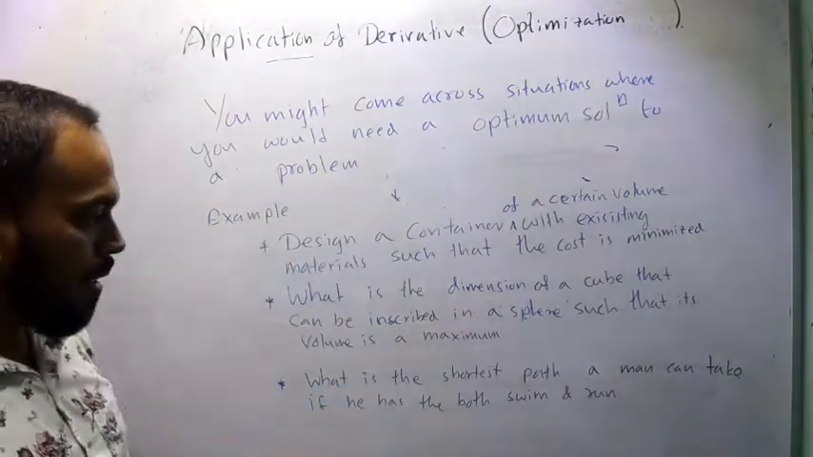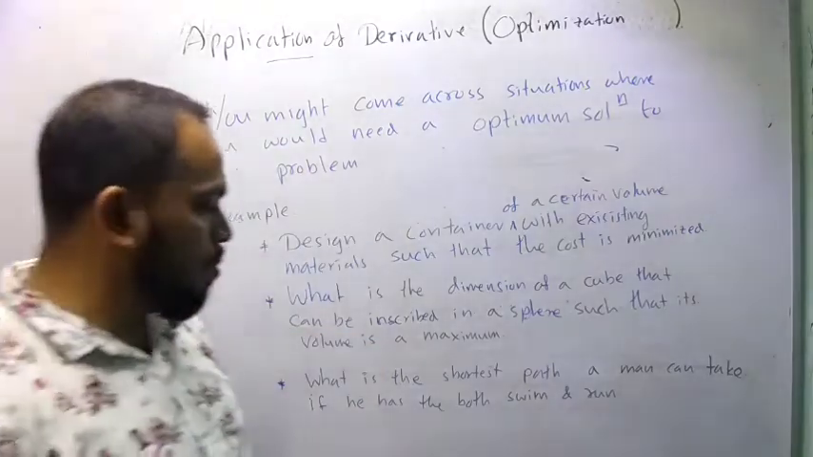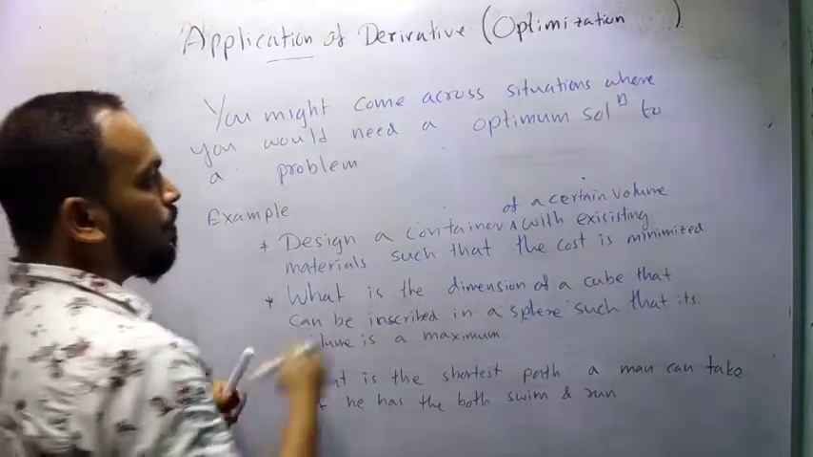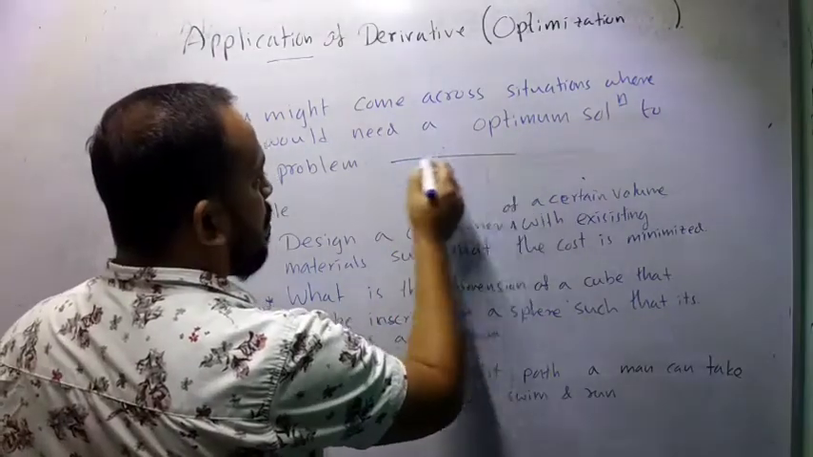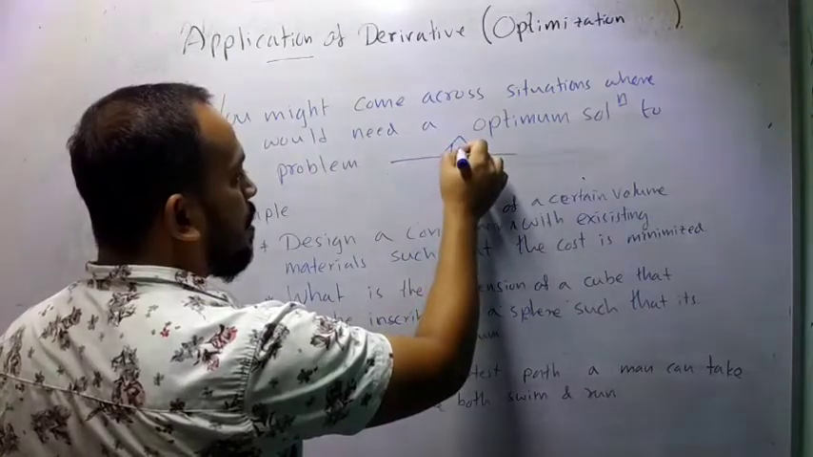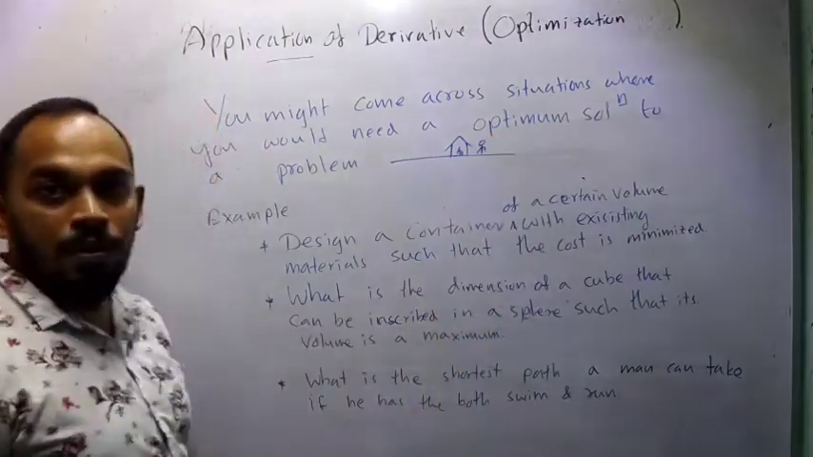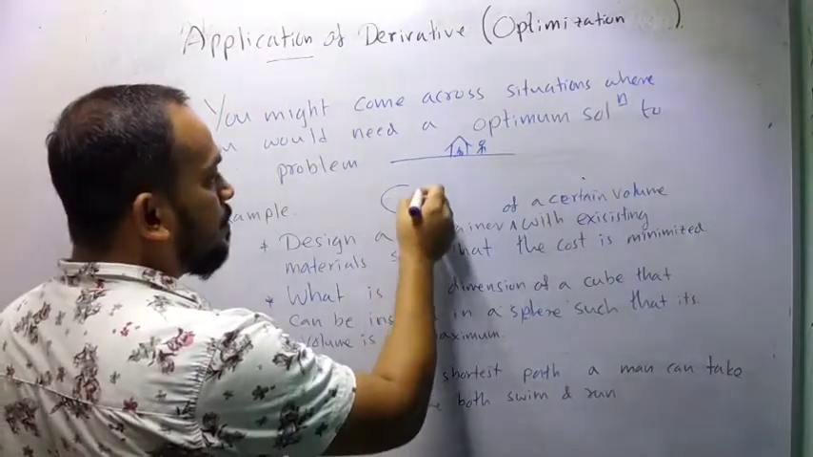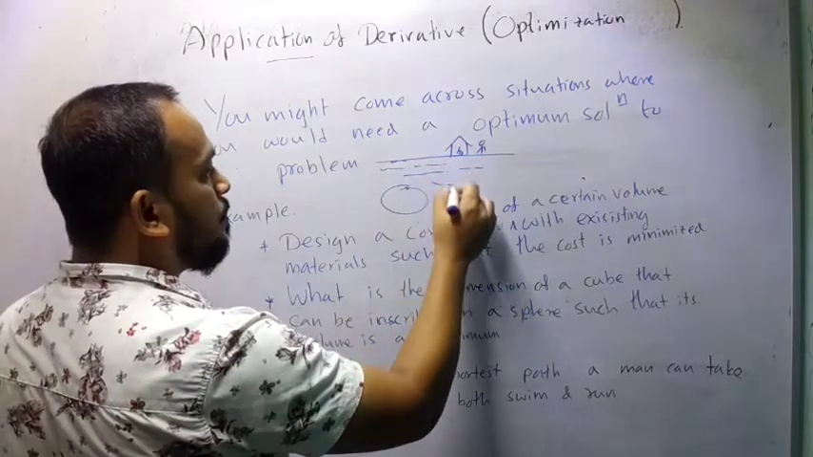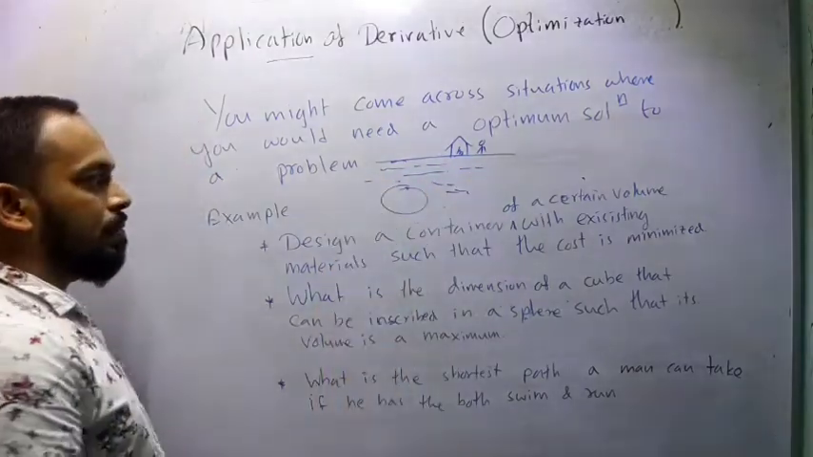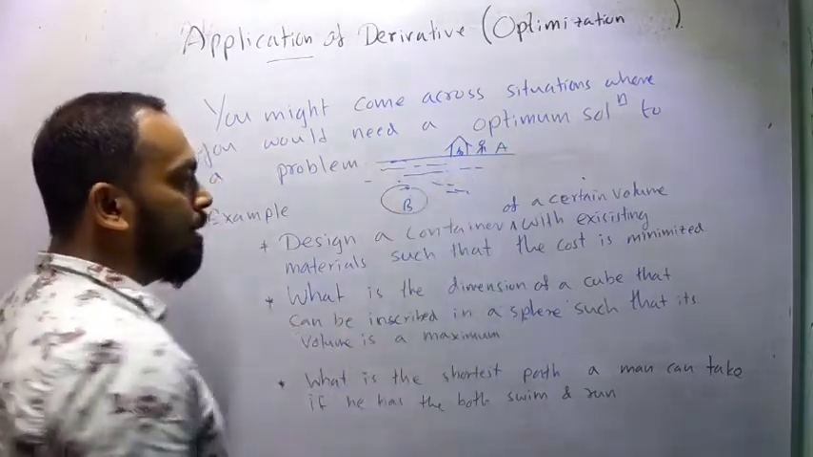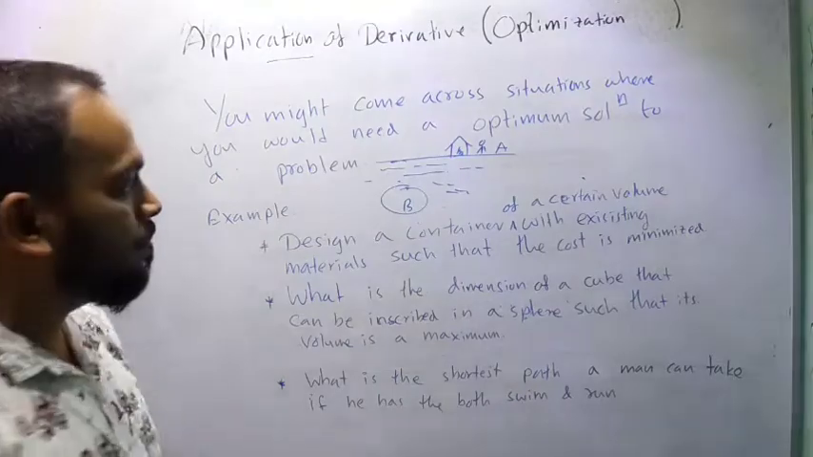What is the shortest path a man can take if he has to both swim and run? Suppose in this case you live near the shore, you have a house, there's a man, and there's an island here. Here it is sea. If the man has to go from A to B, the island, what can he do?